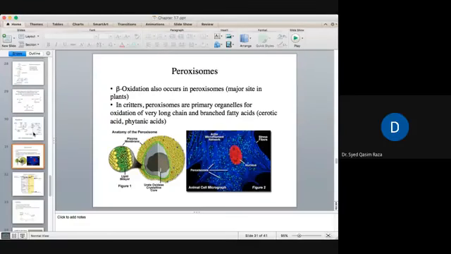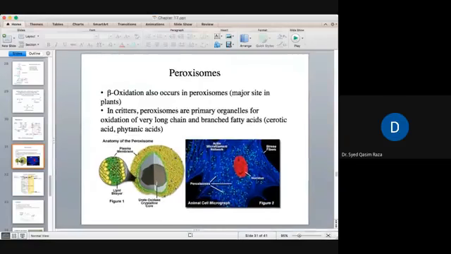So our next topic is peroxisomes. So beta oxidation also occurs in peroxisomes. Peroxisomes are basically major sites in plants. In animals, peroxisomes are primarily organelles for oxidation of very long chain and branched fatty acids, stearic acid or phytanic acids. If you look in these diagrams, you can see that all these peroxisomes are present in the plants or in animal cell micrographs.